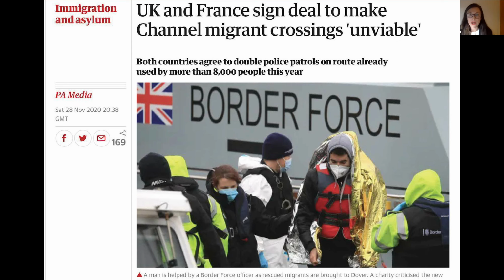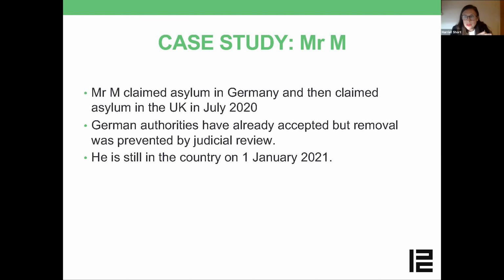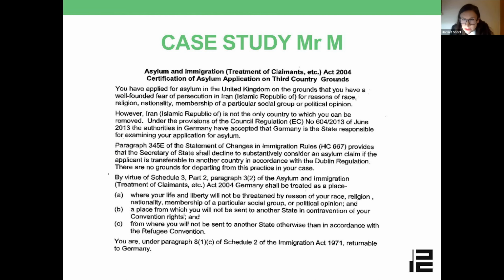How might these things work in practice? Well, I've tried to work through some common examples. Let's start with the example of Mr. M. So Germany accepted Mr. M in July, and on the 1st of January, Mr. M is still in the United Kingdom despite the Secretary of State's best efforts to remove him. His removal was halted by pesky activist lawyers. Now, let me take you to Mr. M's third country certification. Slightly dense text there for a slide, but I hope you can read it.